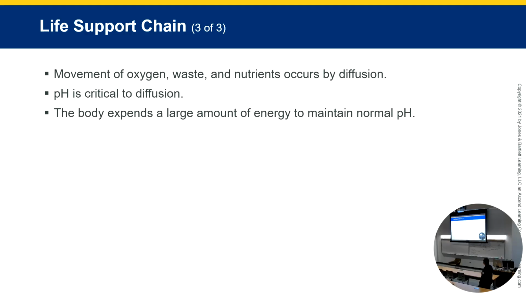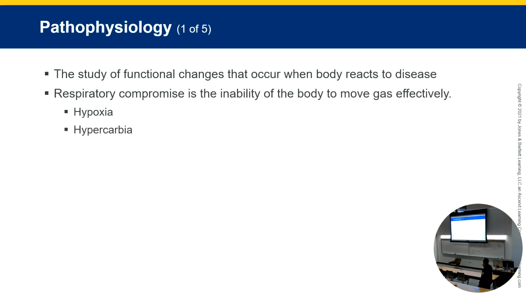Movement of oxygen, waste, and nutrients occurs by diffusion. pH is critical in diffusion. Body expends a large amount of energy to maintain normal pH. Awesome. Oh, I thought we were done. No.